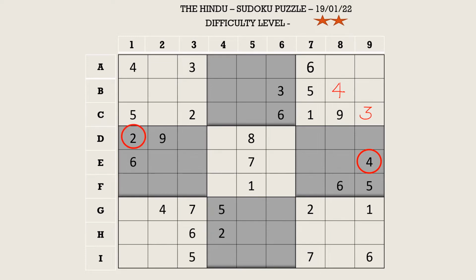There is a 2 in column 1 which blocks these 3 cells. There is a 2 in row H which blocks this cell. So I2 takes 2.